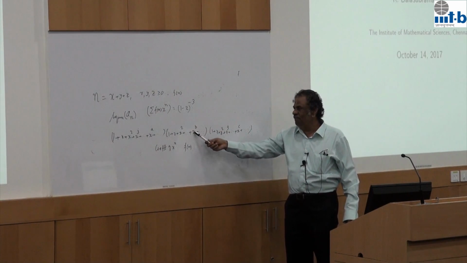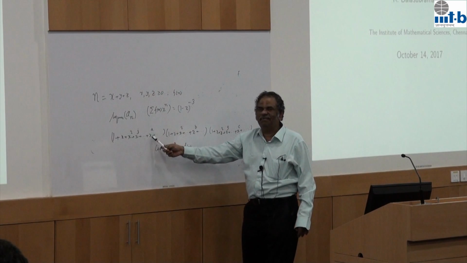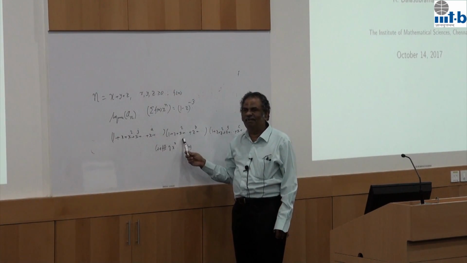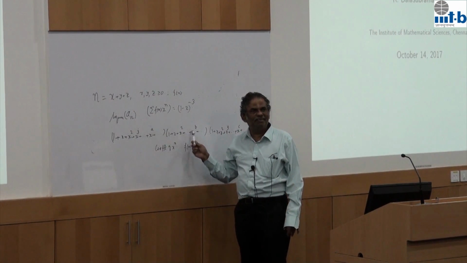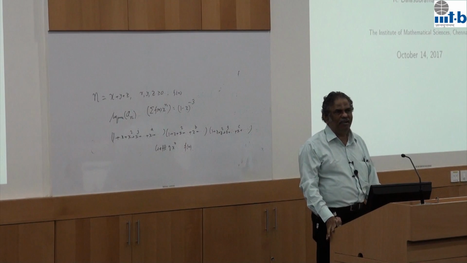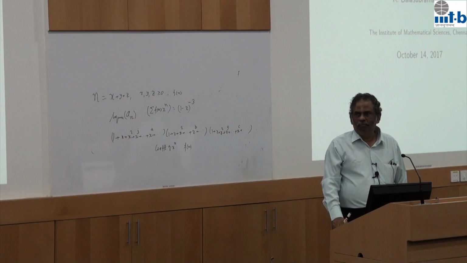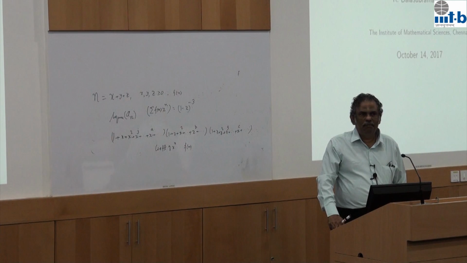Because this is precisely the sum of x power n, and this is the sum of x power n, and this is of course 1 minus x inverse, this is also 1 minus x inverse, and this is also 1 minus x inverse. Therefore, I multiply these 3 and get my summation Fn x power n, which is precisely 1 minus x power minus 3. And all of you know how to expand 1 minus x power minus 3 by the binomial theorem, and then you know what the coefficient is.